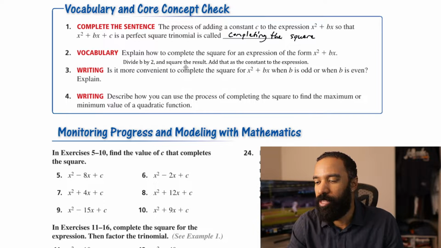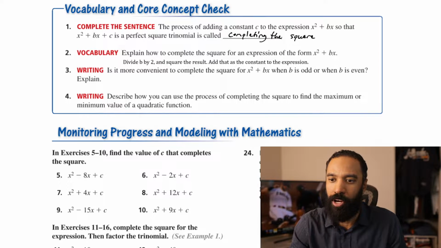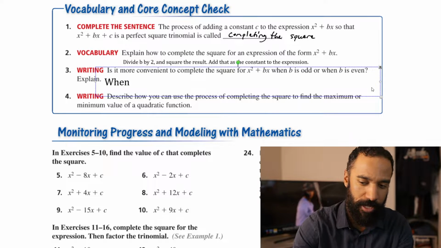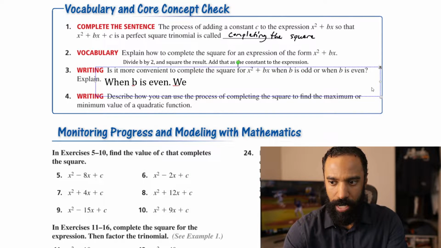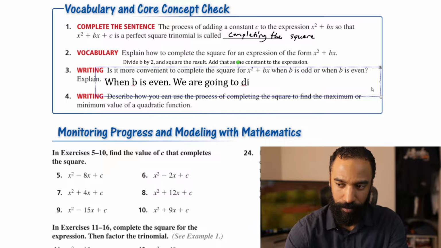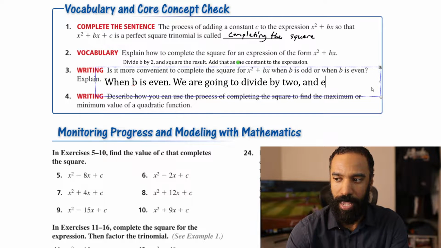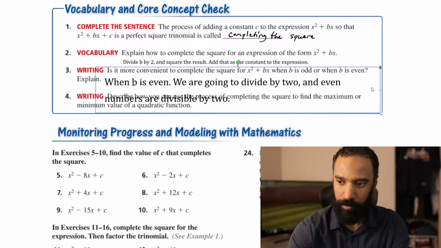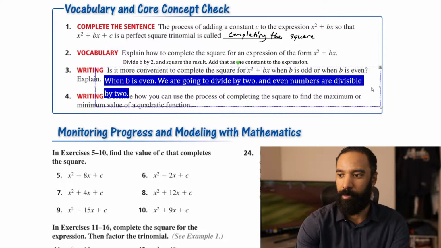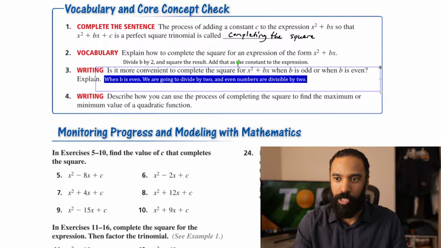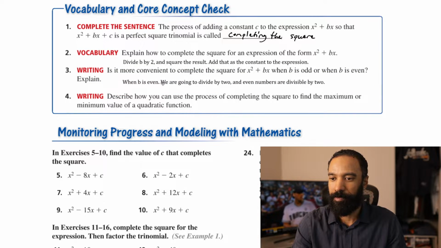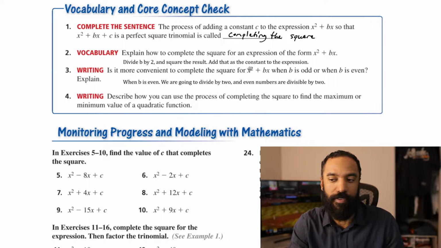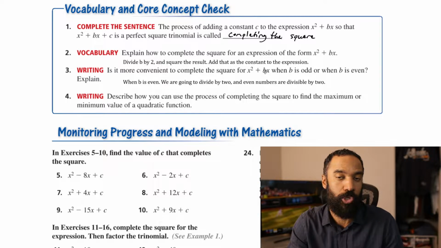Is it more convenient to complete the square for x squared plus bx when b is odd or when b is even? Explain. Significantly more when b is even. When b is even, we are going to divide by 2, and even numbers are divisible by 2. When you divide an odd number by 2, you get a fraction. And it's the one thing that we always go, oh man. Notice it does say x squared plus bx, by the way. You do need to first factor out whatever's in front to reveal what your true b value is.